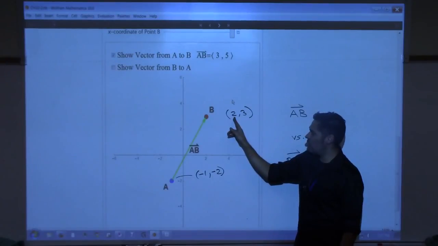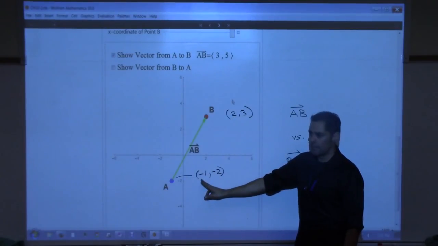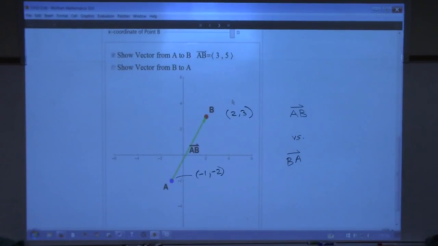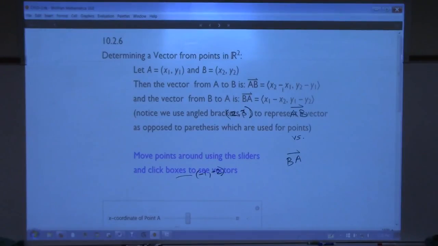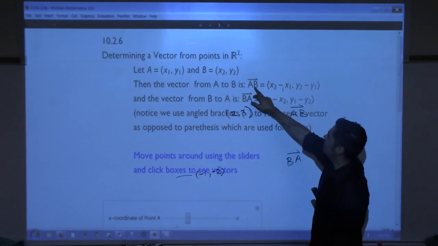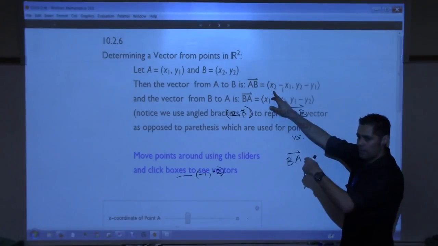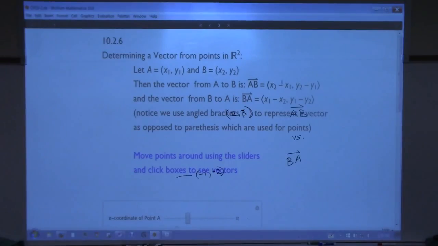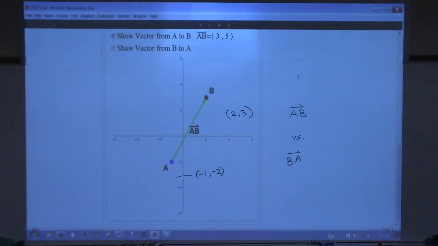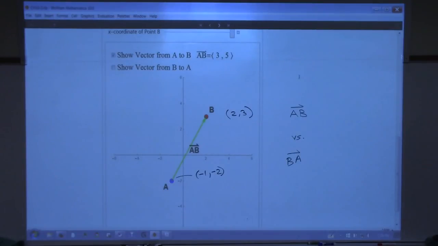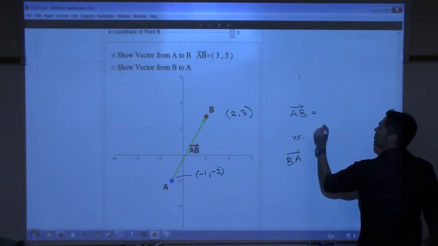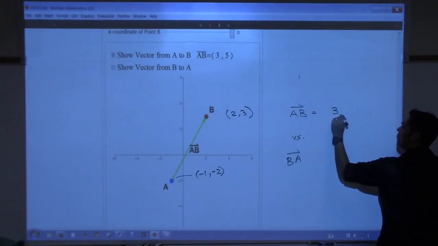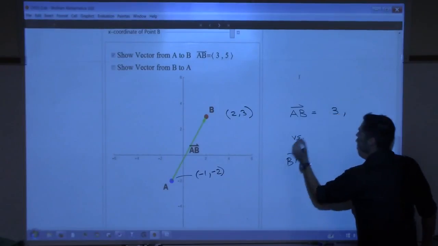Take that x-coordinate and subtract this x-coordinate. x2 minus x1. And then this one, take away this one. That's what's written down up above here in the notes. You're going to go from A to B. You take your second x-coordinate, which is the terminal point, subtract the initial point x-coordinate, and then do the same for the y's. So you would get, let's see if I can line this back up, 2 take away -1, which is 3. And then 3 take away -2, which is 5.